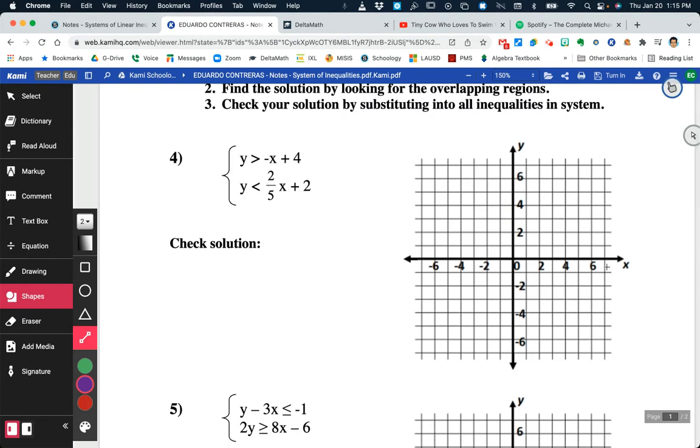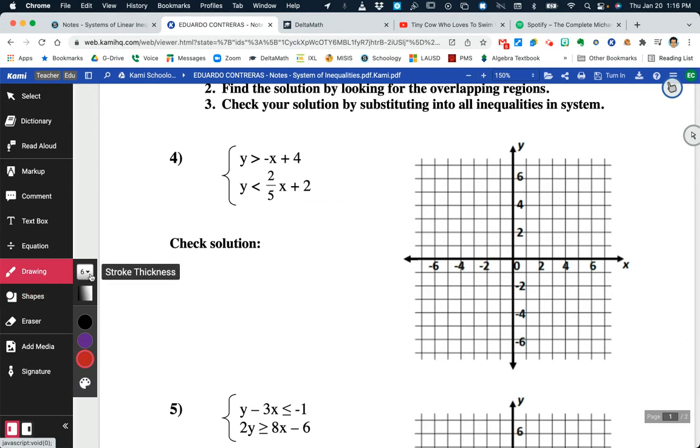We are going to graph this. All right, so let's start with our first inequality: y is greater than negative x plus 4. We haven't done this in a while, so let's begin.